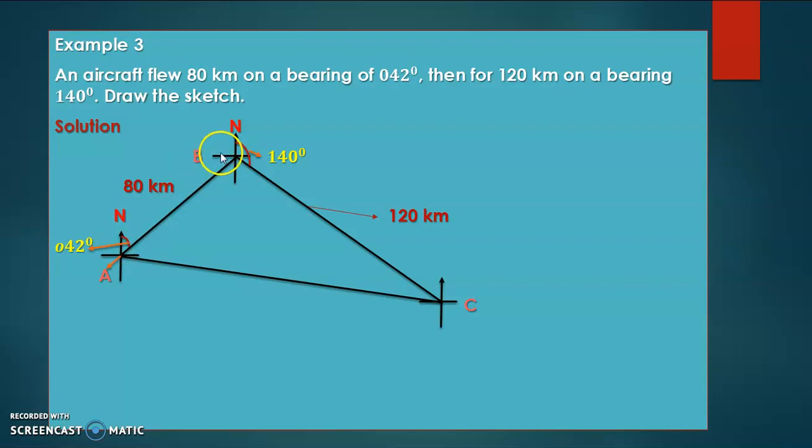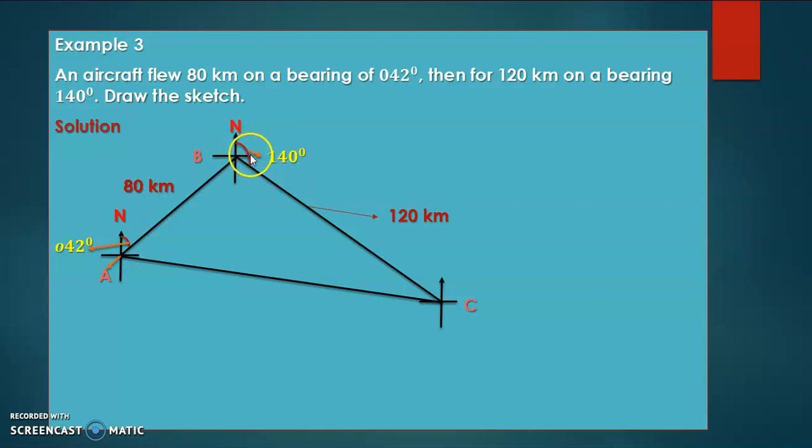This is a bearing to another point B. So from this point B, we are told from our question that the plane moves again to another direction, 140 degrees, to another point C. So this 140 is an obtuse angle. And we know what obtuse angle means. Obtuse angles are angles that are greater than 90 but less than 180. So this 140 is less than 180. It's not more than 180. So it will fall between north and south.